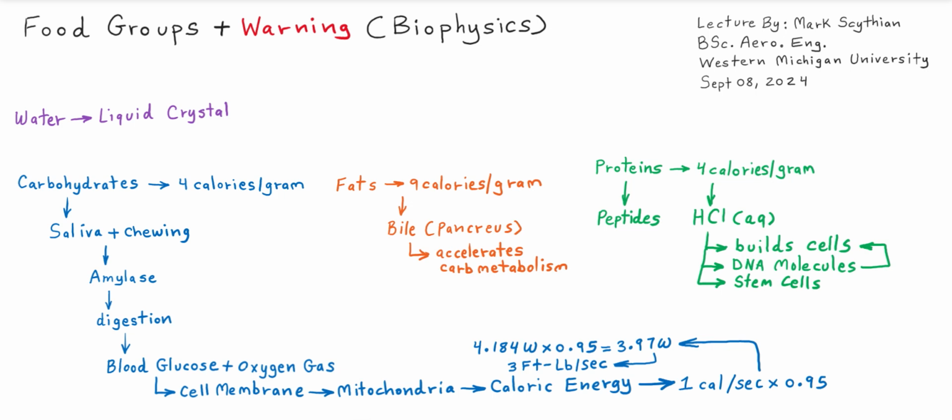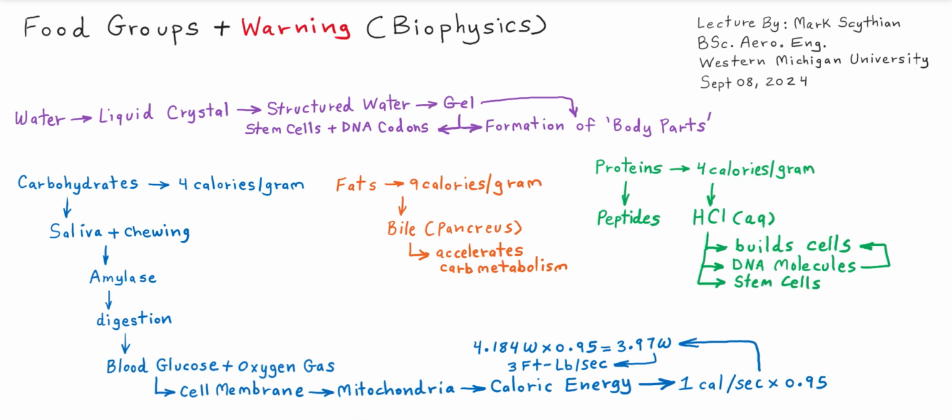So water, assuming purified water, free of industrial waste, is a liquid crystal. And when it passes through the body, it will then convert into structured water or a form of a gel with varying electrochemical viscosities. So if we improve on a gel from just plasma or lymphatic fluid or blood, we could also pair them with stem cells and DNA codons to then yield the formation of body parts cell by cell.